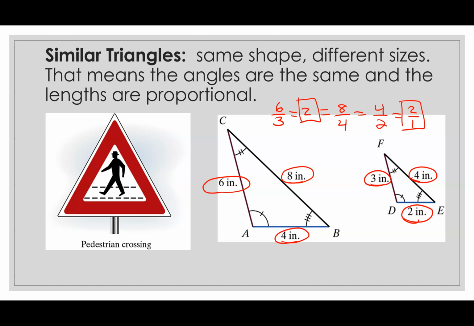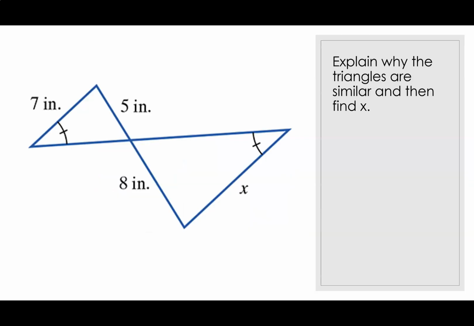Okay, so that's what similar triangles are. They have the same angles. All the angles inside are the same as how these are marked, right? And if all the angles inside are the same, then they have the same shape, and the sizes are proportional. Okay, what are we doing with similar triangles? First, we need to recognize similar triangles, and then we use the idea that the lengths are proportional to find the missing length.